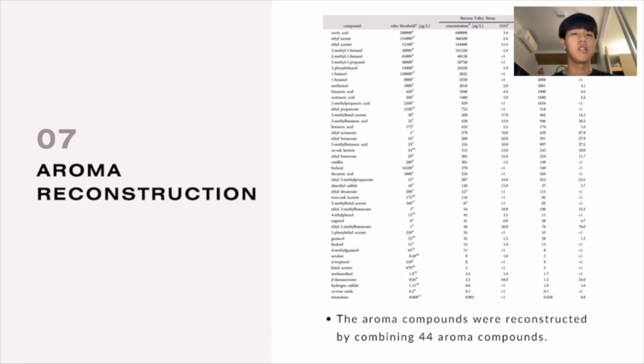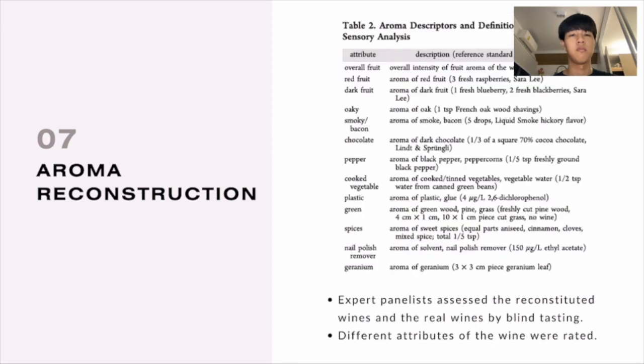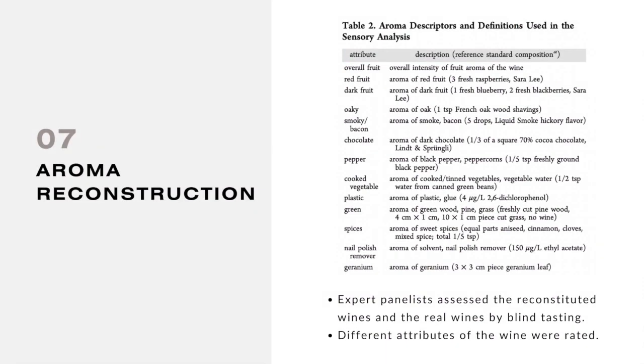And just an addition, while this table contains 46 compounds, only 44 of them were included in the process. Compounds occurring in concentrations far below their odor threshold were excluded from the blending in order to focus on the most impactful aroma contributors. The method of evaluating the wine samples was sensory descriptive analysis, where key attributes were evaluated by expert panelists through a blind testing session. The different attributes and their descriptions are listed here in this table.